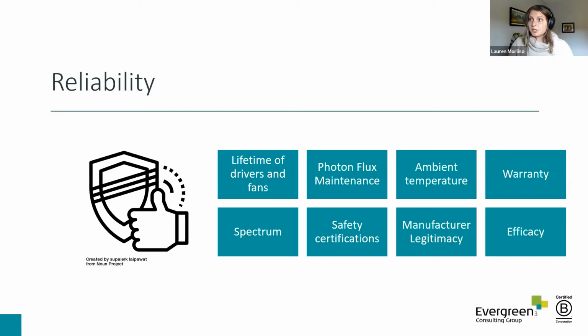Also, photon flux maintenance, which ensures that products are performing well and maintaining their light output over time. Ambient temperature testing is important because it tests how the products hold up in high room temperatures, closer to what the product might experience in a real life grow room.